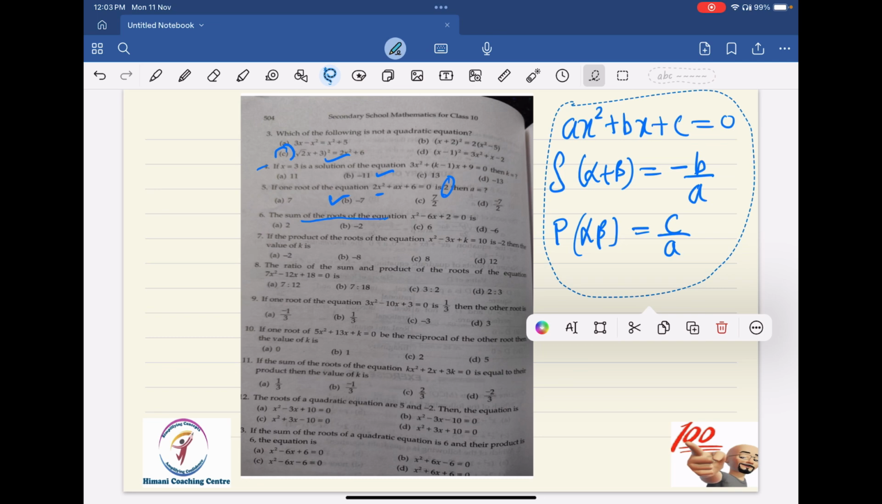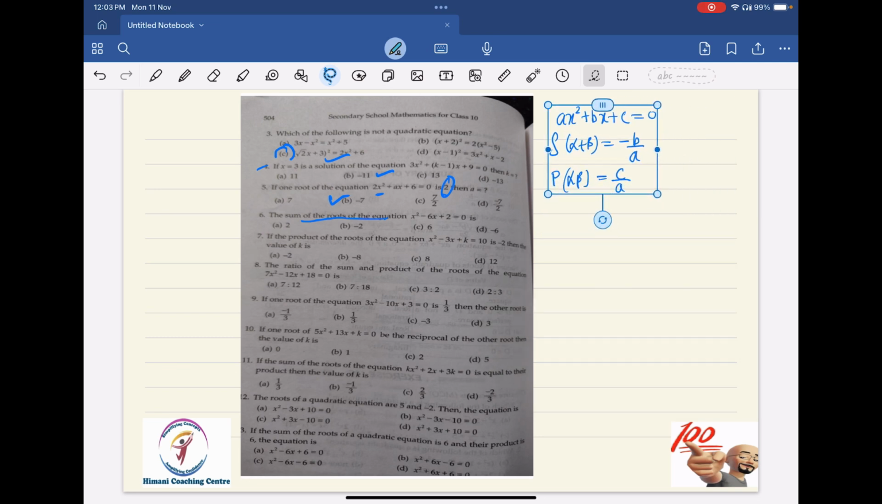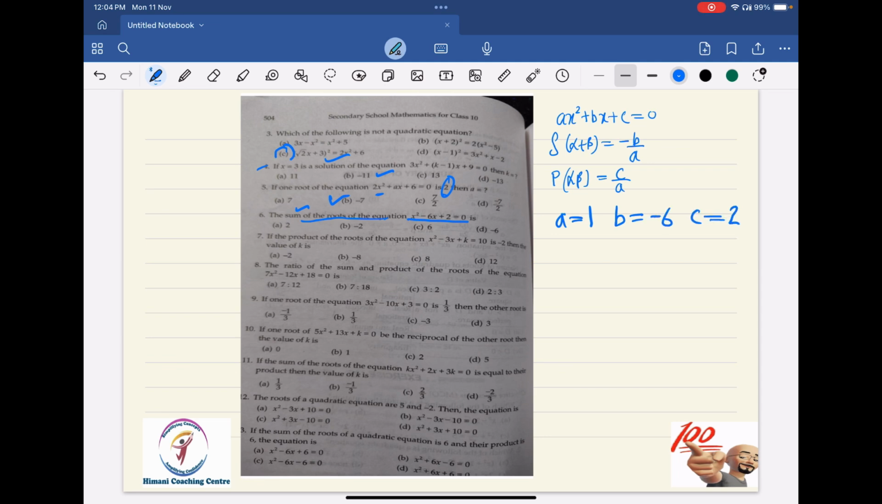Now let us go back to the question and see what is being given. We are told the sum of the roots of this equation x square minus 6x plus 2. So you can see that a, the coefficient of x square, is 1, b, the coefficient of x, is minus 6, and c, well, we don't need it in this question, but let us still write it anyway. So if we have to find the sum of the roots, which is minus b by a, so minus of minus 6 by 1, the answer is 6. So C is our answer for this particular question.